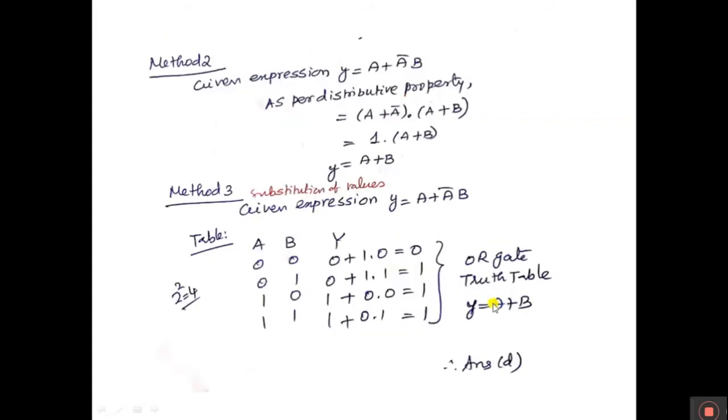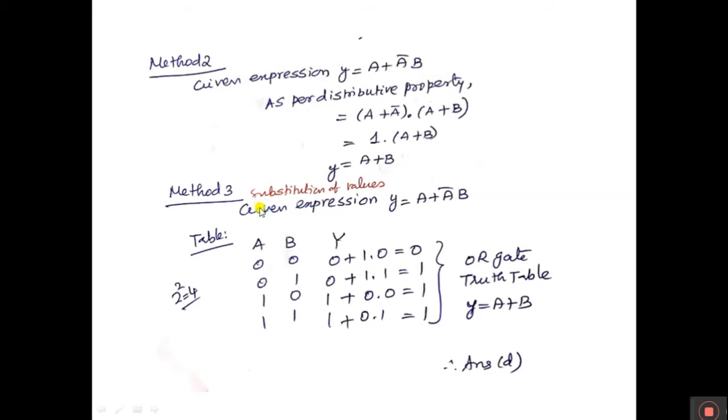Same question, second method. The given expression is y equal to a plus a bar b. As per the distributive property, we can write it as (a plus a bar) dot (a plus b). We know a plus a bar equal to 1. So if you multiply this term with a plus b, you get y equal to a plus b. Same, option D.